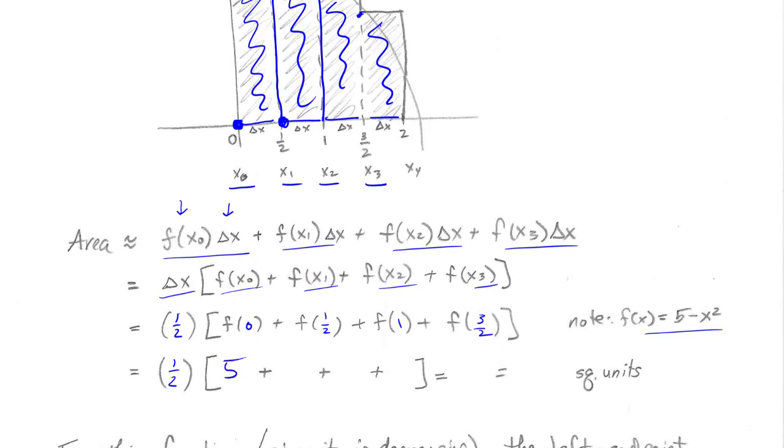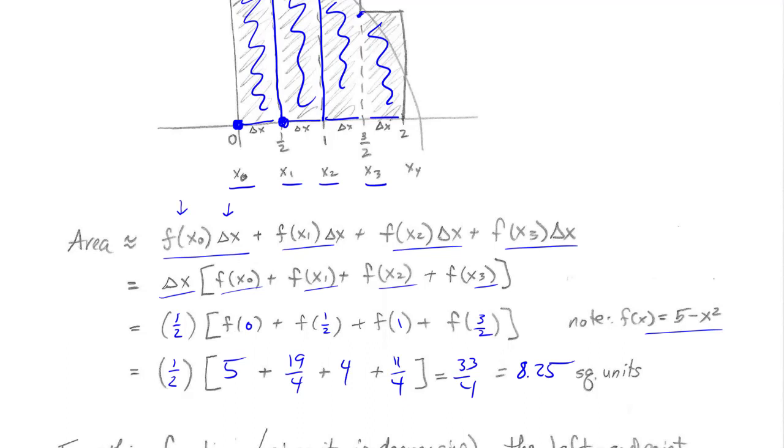We know the function, so we can go ahead and find these values. Well, that would be 5, and then we calculated the other ones before. This was 19/4, this was 4, and this was 11/4, which would give us 33/4, which is 8.25 square units.